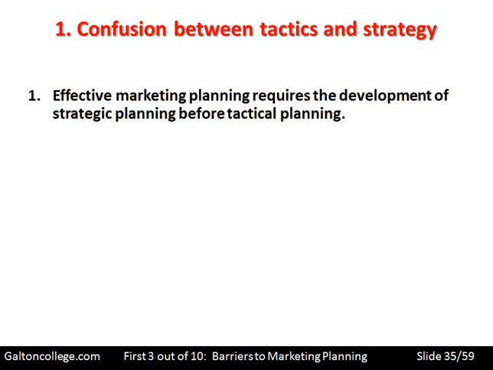Effective marketing planning requires the development of strategic planning before tactical planning. And that's the problem. The strategic planning should start the whole process. The company should really try to identify where it wants to be in 5 years' time, let's say, and then put into place its tactical, how it's going to deal with the next 6 months. And the tactical is fitting within the strategic.